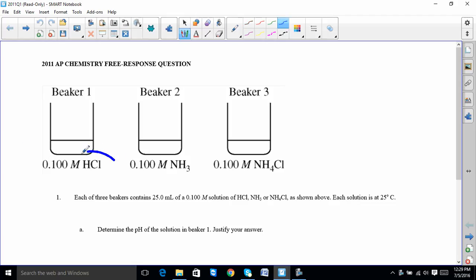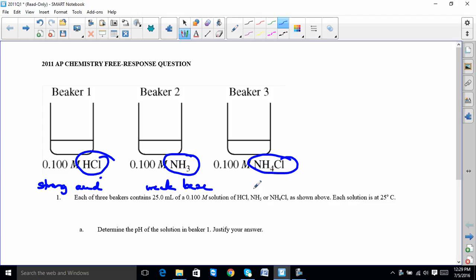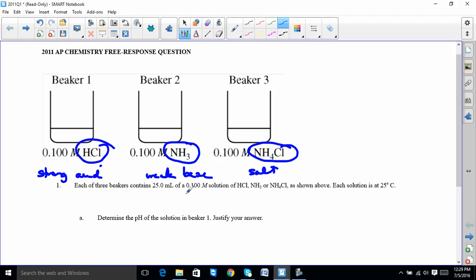Okay, first thing, HCl is a strong acid. NH3 is a weak base. And ammonium chloride is neither an acid nor a base. This is a salt. All right, and each of the 3 beakers is 0.1 molar, and each of them has a volume of 25 milliliters. That's going to be important later on.